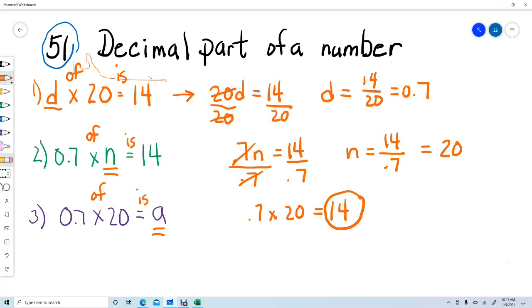Okay, so that's all this is. We're going to have 3 word problems. You're going to have to remember that of corresponds to multiplication, is corresponds to the equal sign, and you're going to use the multiplication and division rules for equations to find your missing variable.